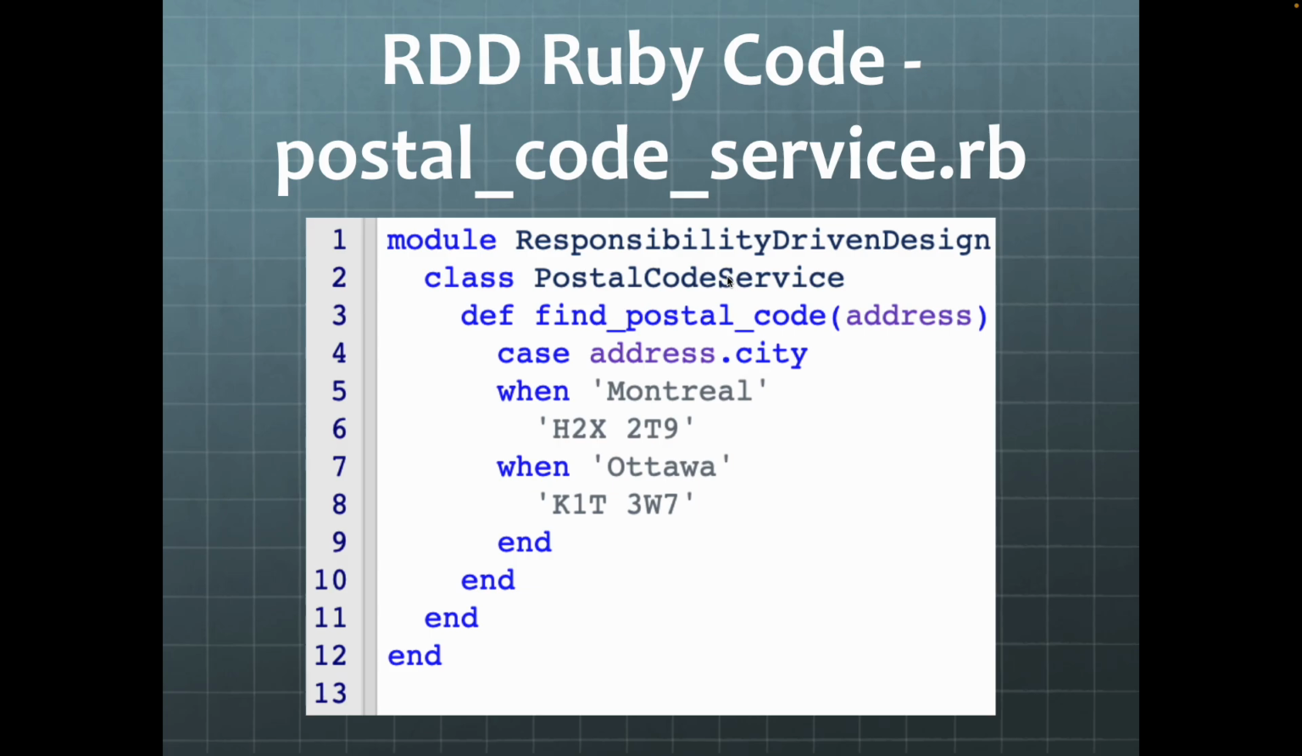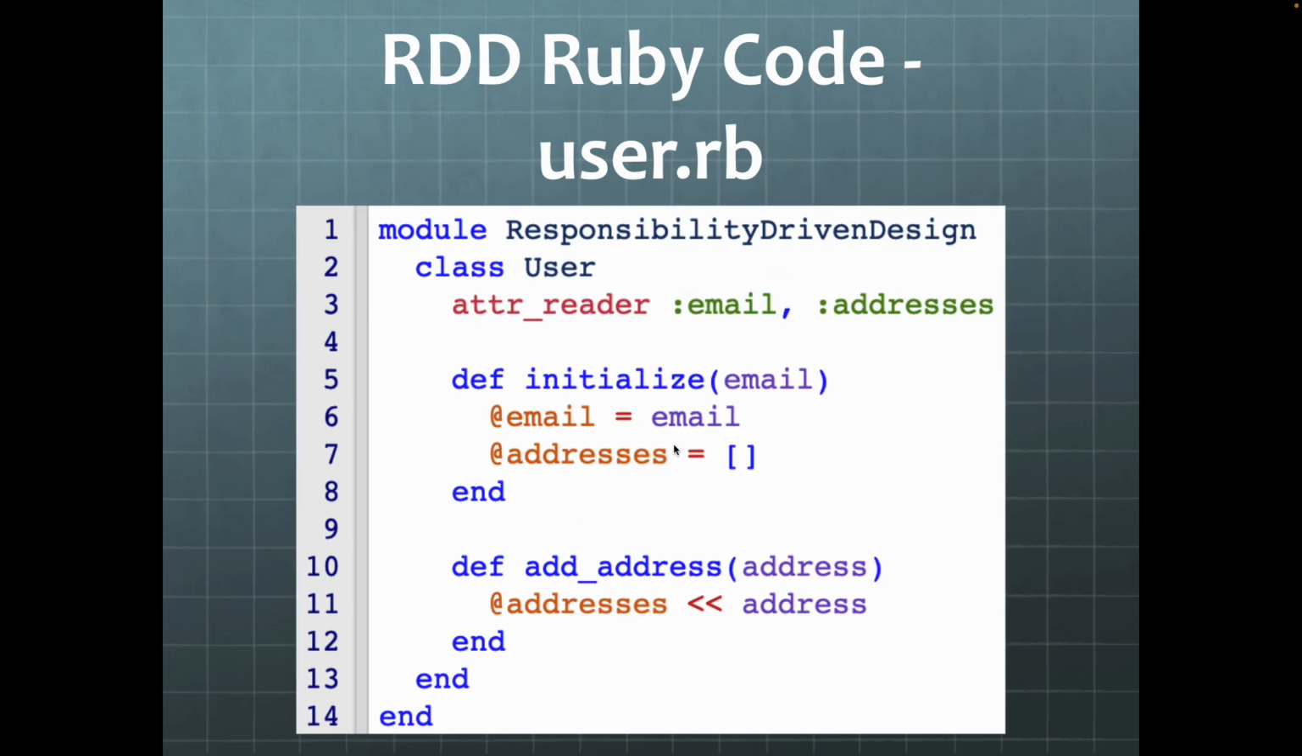Next is the postal code service. It's a very dumb, simplistic implementation right now. It's just looking at the city, and if it's Montreal, it's assuming one postal code only for now. If it's Ottawa, it's assuming another postal code. That's it. And last is the user. It's just a user that has an email and addresses, and then here I just add the address to the list of addresses, and that's it.